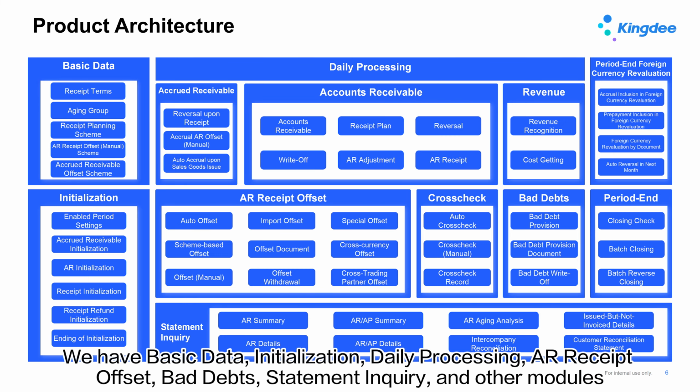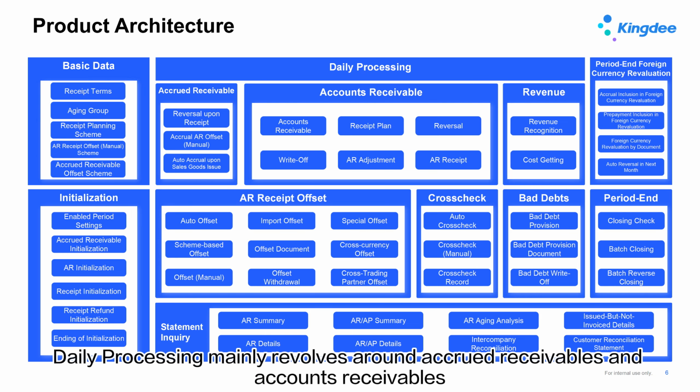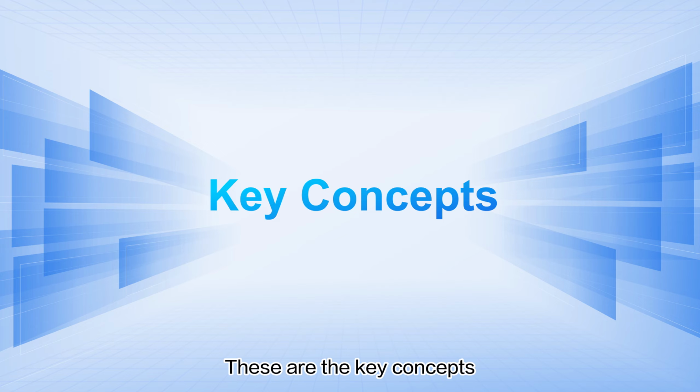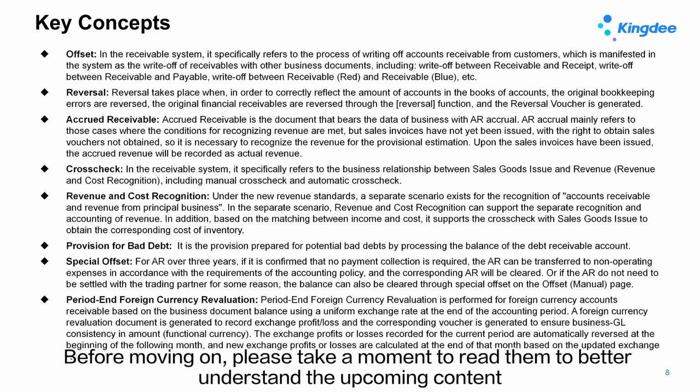We have basic data, initialization, daily processing, AR receipt offset, bad debts, statement inquiry, and other modules. Daily processing mainly revolves around accrued receivables and accounts receivables, ensuring proper process control and smooth business flow, and ultimately completing the AR receipt offset. These are the key concepts. Before moving on, please take a moment to read them to better understand the upcoming content.